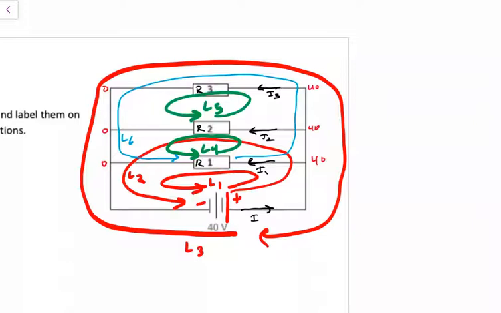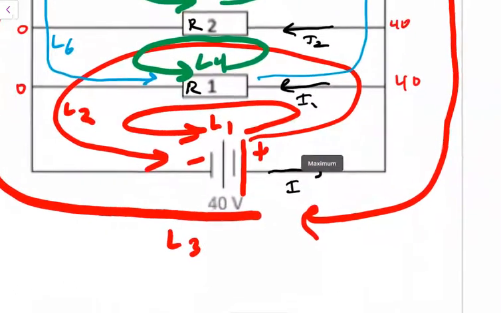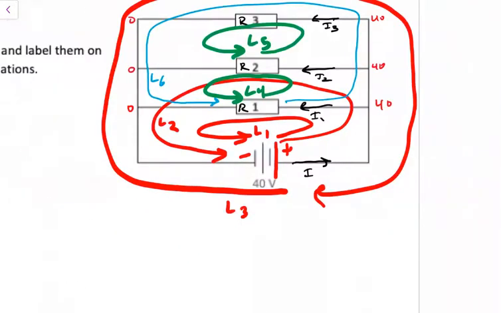Okay, so let's do this practice. Loop 1 starts off at the positive terminal of our battery and then passes through R1 in the same direction of the current.